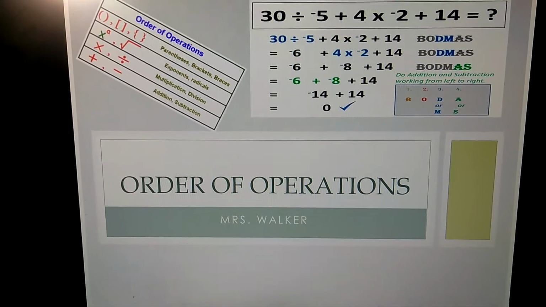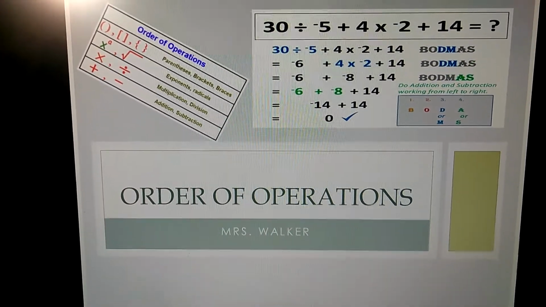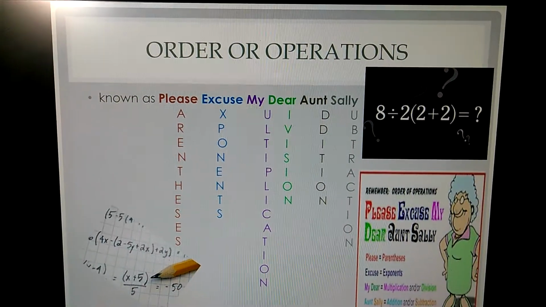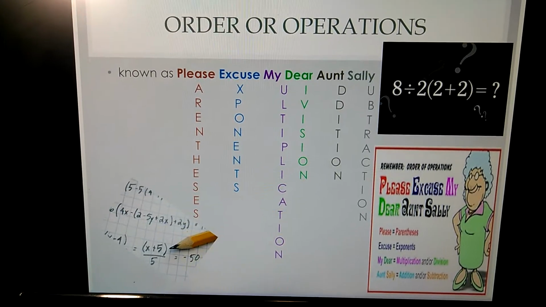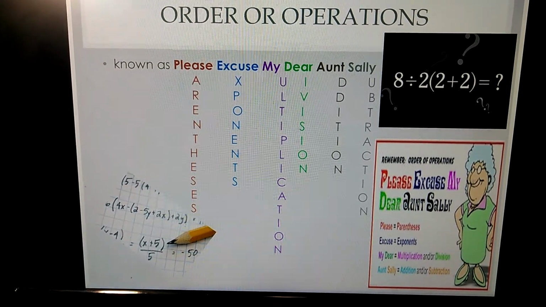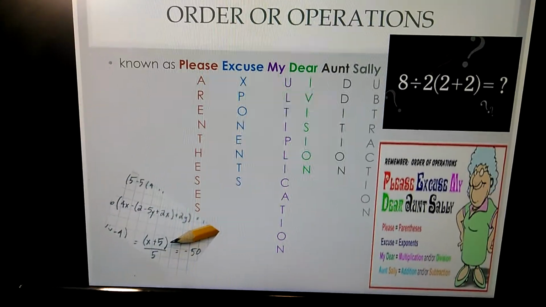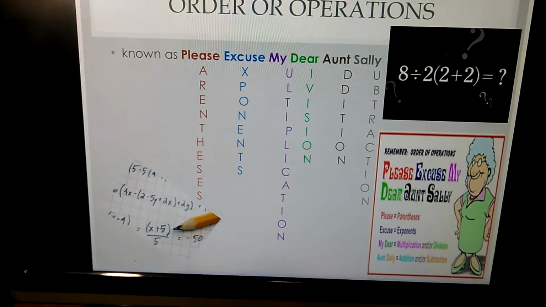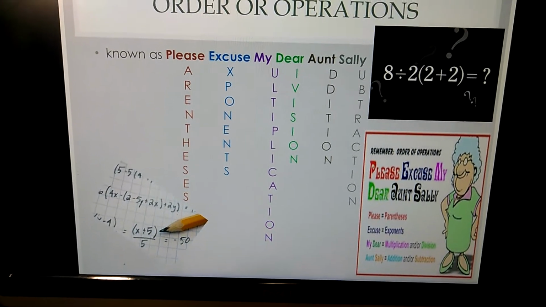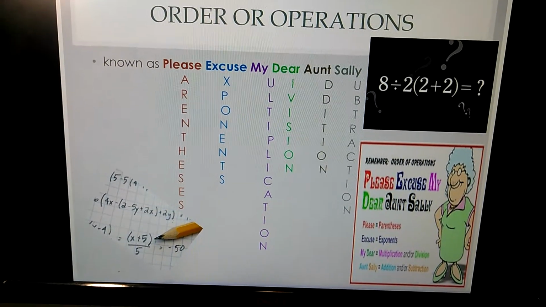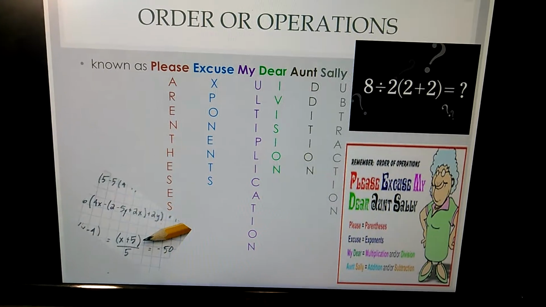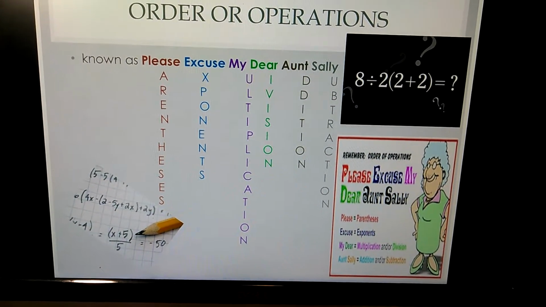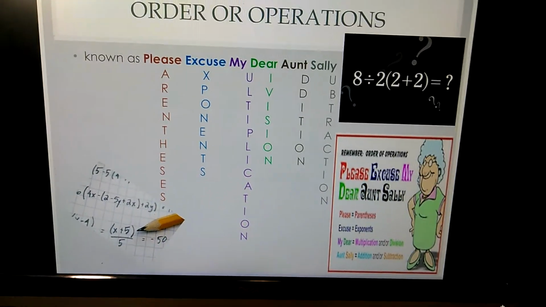So today we're focusing on order of operations. Order of operations is known as, please excuse my dear Aunt Sally. The please is for parentheses, excuse is for exponents, then my is for multiplication, dear is for division, aunt is for addition, and Sally is for subtraction. So it's just abbreviated: please excuse my dear Aunt Sally.